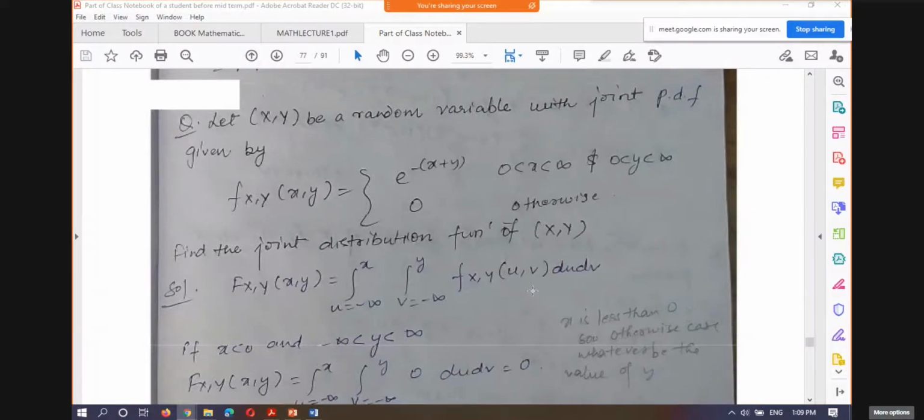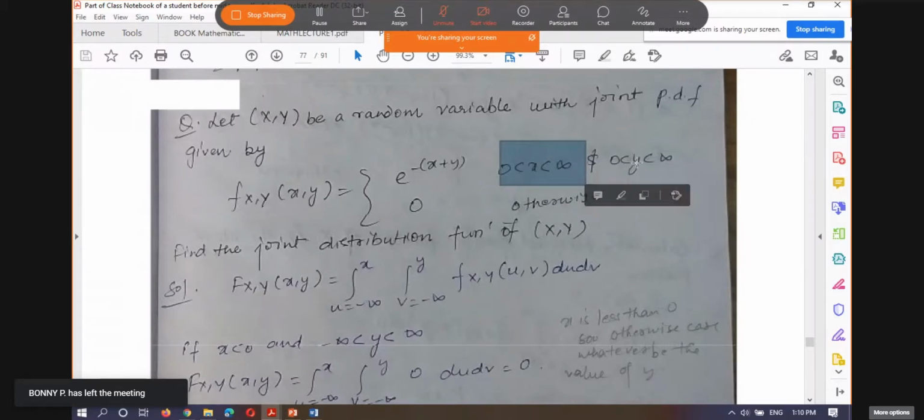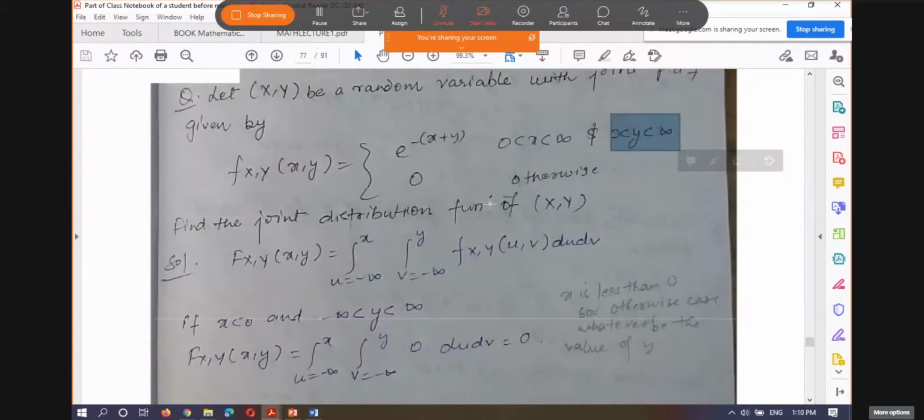Cumulative distribution function. So check this example. Let X and Y be two random variables with joint probability density function given by f(x,y) = e^(-(x+y)), when x lies in the domain 0 < x < infinity and y lies between 0 and infinity, and it is 0 otherwise.